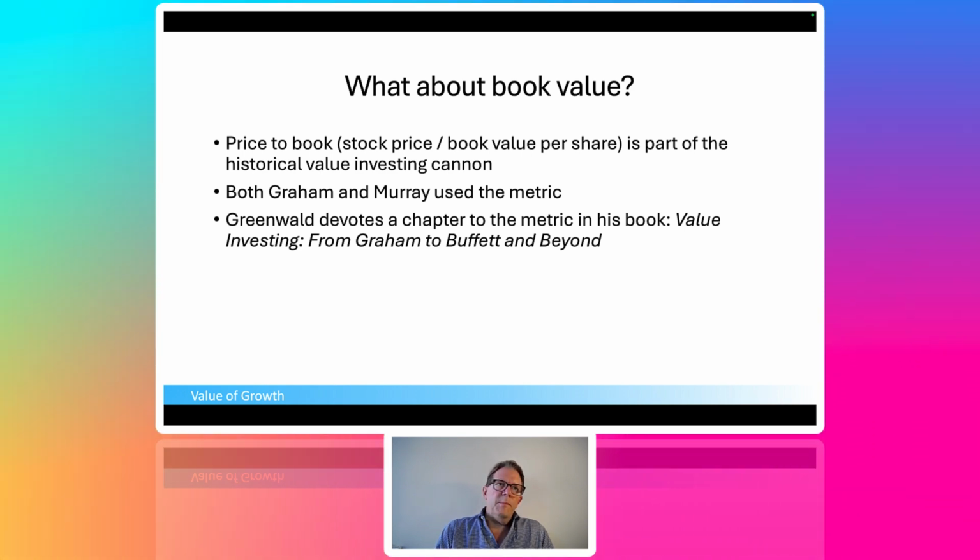So, book value, I've never talked about book value up to this point. And after this part of the lecture, you'll never hear me talk about book value again because I want to explain why I think, frankly, they were wrong.